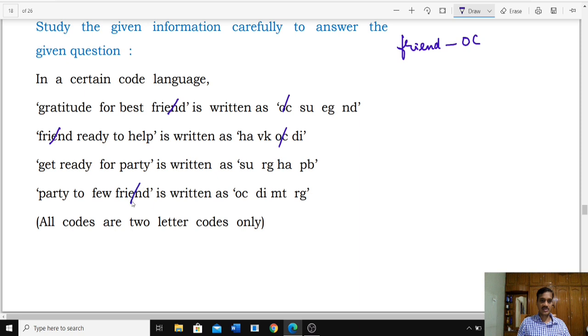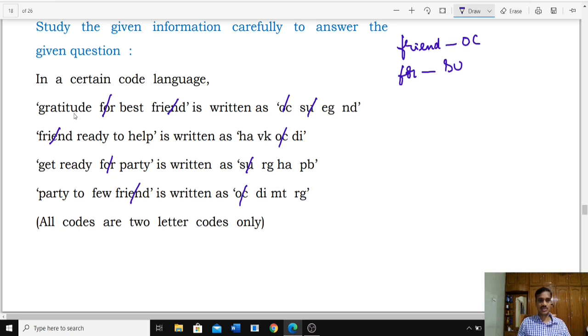Now here again, friend is here, OC is here. Then if you compare 1 and 3, gratitude for best. For is the only word that is common here. As for is the only word that is common, and the code that is common between these two is SU. Hence for is SU. Gratitude and best.